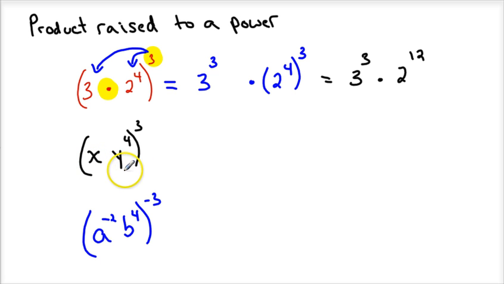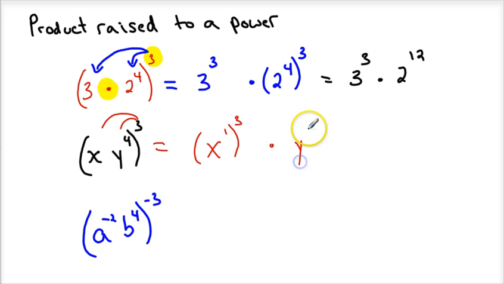Next example. x times y to the 4th, all raised to the 3rd power. Again, you're distributing the 3 to both of these. So the first one's like x to the 1st raised to the 3rd power times y to the 4th raised to the 3rd power. Now again, this is an extra step I'm taking to write these down. It's a good idea for now. Once you get used to it, you don't have to do the steps. So this is x to the 1st raised to the 3rd power, and I wrote it here. Y to the 4th raised to the 3rd power, and I wrote it there.